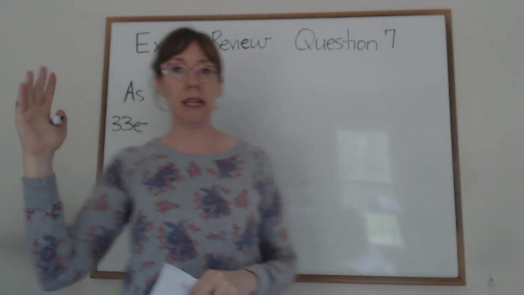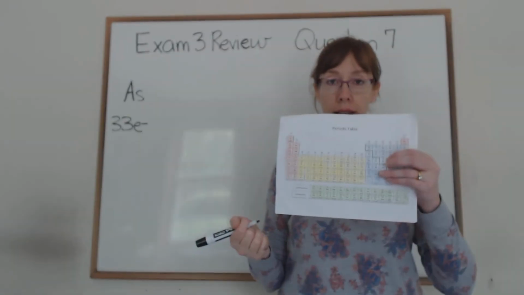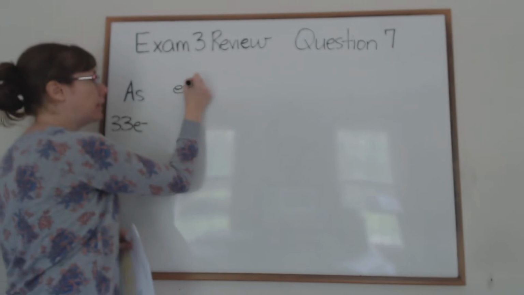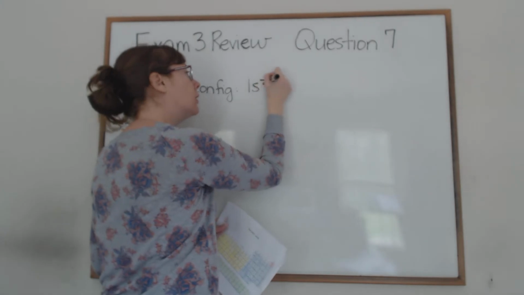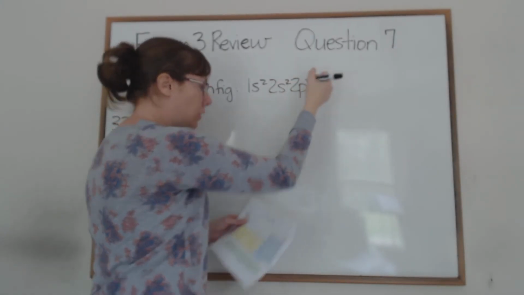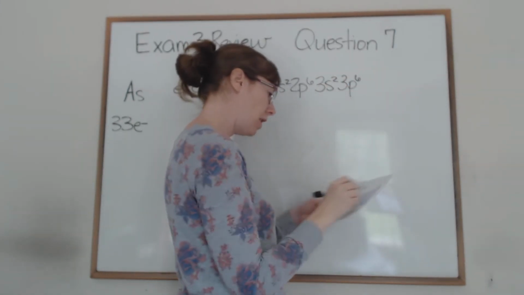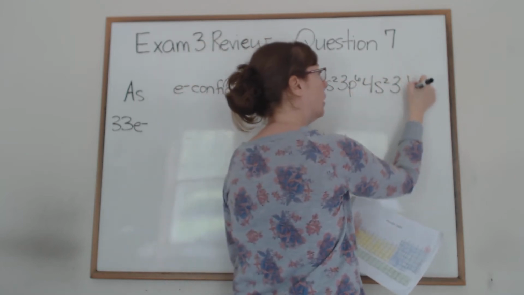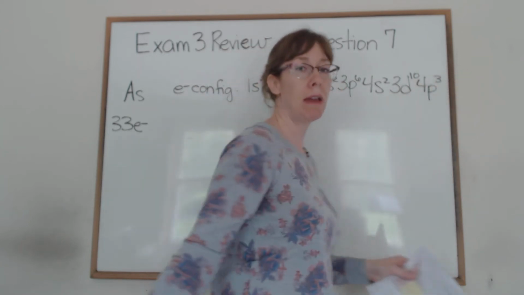You can either use the diagonal rule and start filling up the orbital sublevels until you run out of electrons, or you can read your periodic table. You should get the same answer either way. So let's start with an electron configuration. Even if it didn't ask you for it, it is helpful to write that first. So 1s2, 2s2, 2p6, 3s2, 3p6, 4s2, 3d10, and then 4p3.